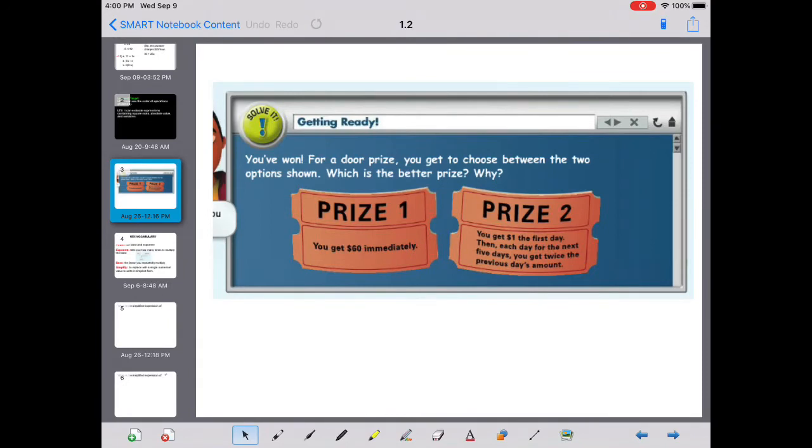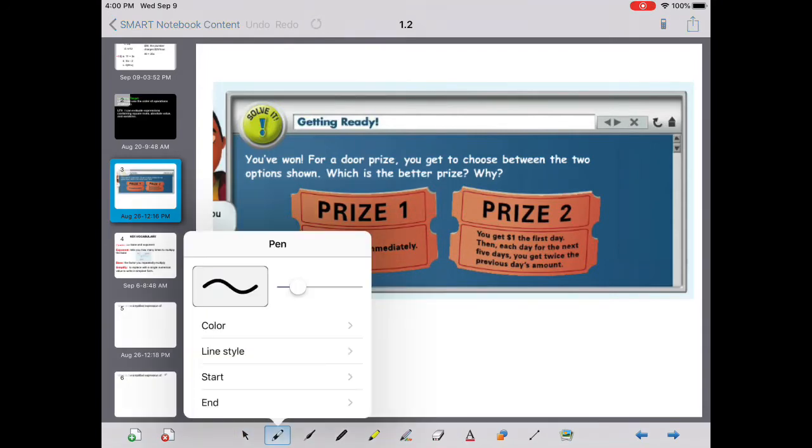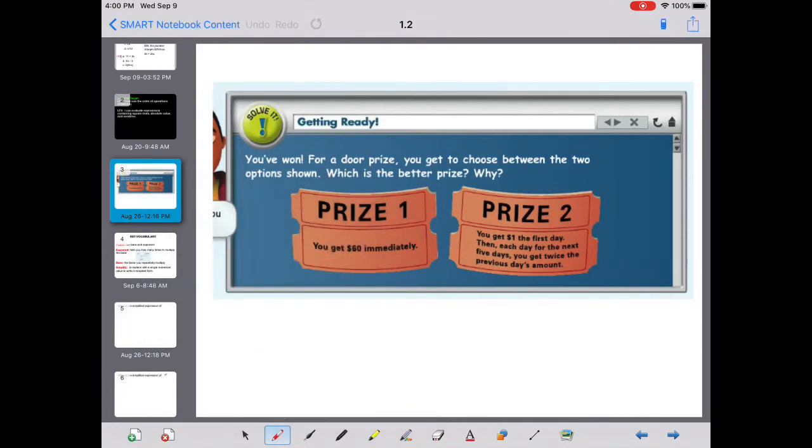First example says you've won. For a door prize, you get to choose between the two options shown. Which is the better prize and why? If you get $60 immediately, or if you get $1 on the first day, then each day for the next 5 days you get twice the previous day's amount. Okay, $60 would be your total for prize 1.